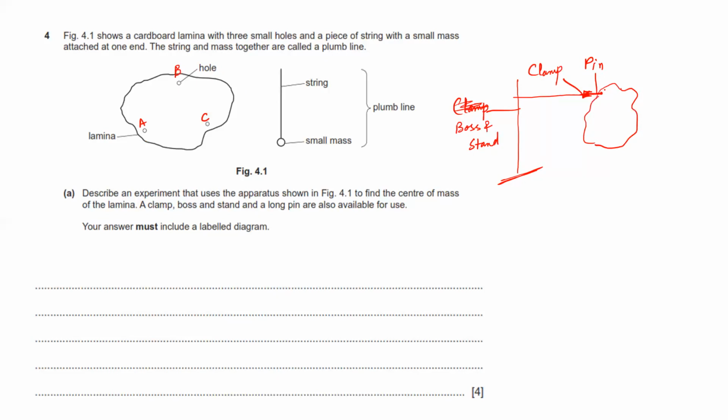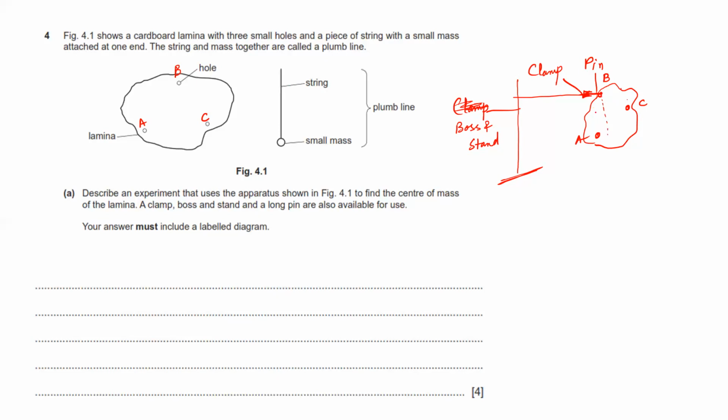So I mean you can start with hole B. Say this is your hole B, somewhere is your hole A, and somewhere here is your hole C. So first of all, what you can do is you suspend your lamina from this clamp at this point, and add the plumb line here.